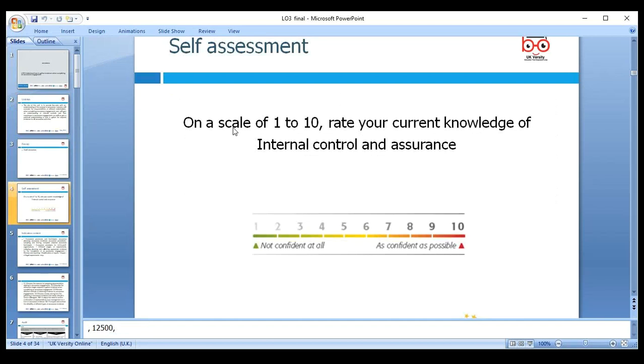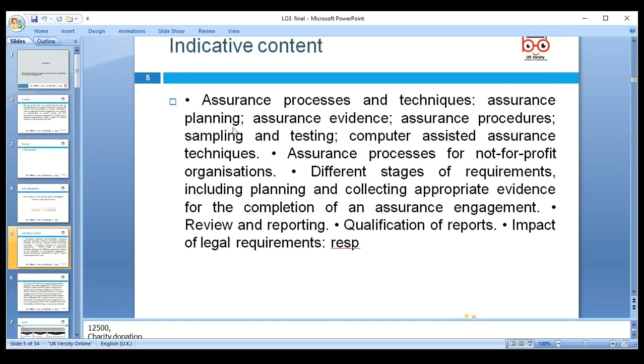Today, on a scale of 1 to 10, what do you know about internal control and assurance? Can we rate ourselves from 1 to 10, please? Do you think you're at 8, 6, 5, or 9? What do you think, please? It's always good to reflect on how much we know about internal control and assurance.